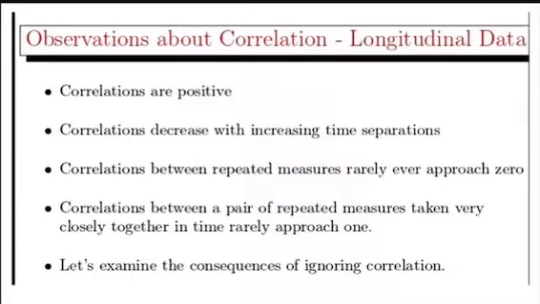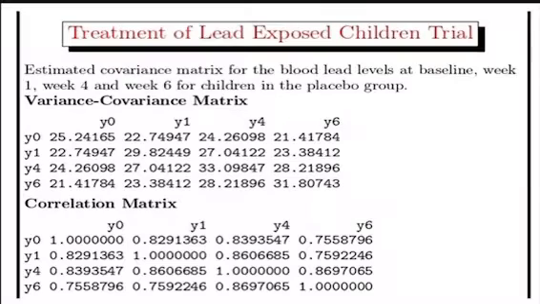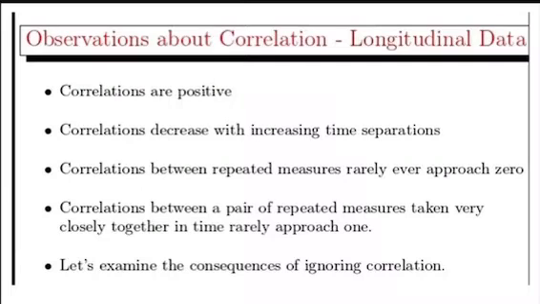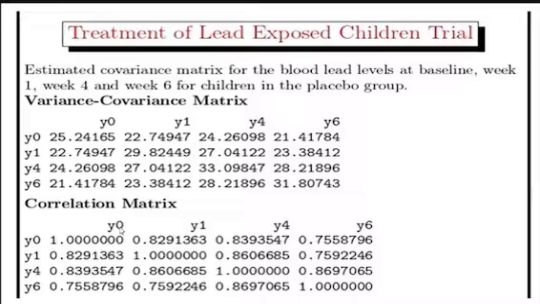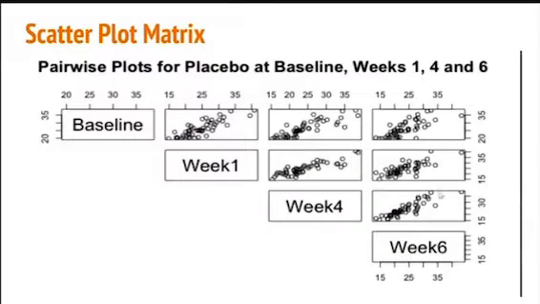Now, this is what we observe. Correlations are positive, as you can see. The correlations decrease with increasing time separation. Correlation between repeated measures rarely ever approaches 0. So these are just what we observe in this correlation matrix. Take a look at that.